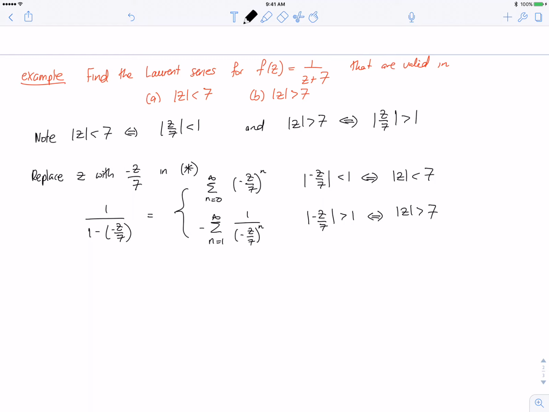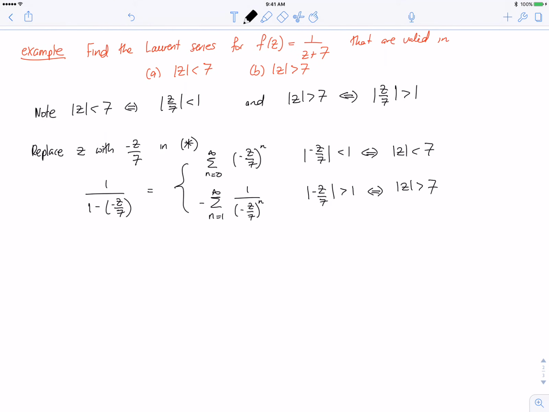The bottom half will give me the series I'm after in part B. Okay, so now what I have to do is take f, which is 1 on z plus 7, and somehow rewrite or rearrange it in terms of this guy here, 1 over 1 minus z on 7. And the way to do that is fairly simple.